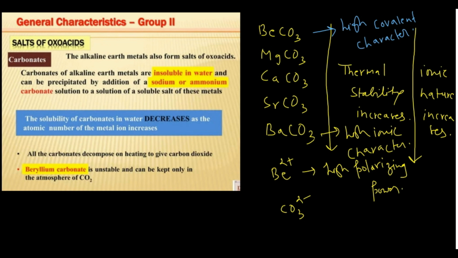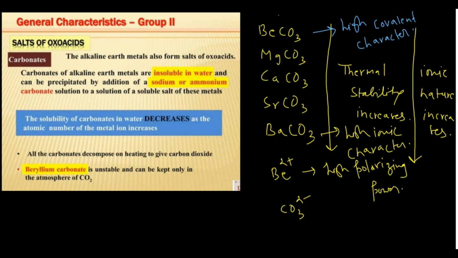And this is not only true for the carbonates of the alkaline earth metals, but it is also true for the nitrates of the alkaline earth metals, because they also form nitrates. However, you can think that when we move down the group, ionic character increases. That means the solubility in water should also increase, but solubility is not actually increasing when we move down the group for these carbonates. Solubility decreases. Why? Because hydration enthalpy, or the hydration energy, also decreases when we move down the group.